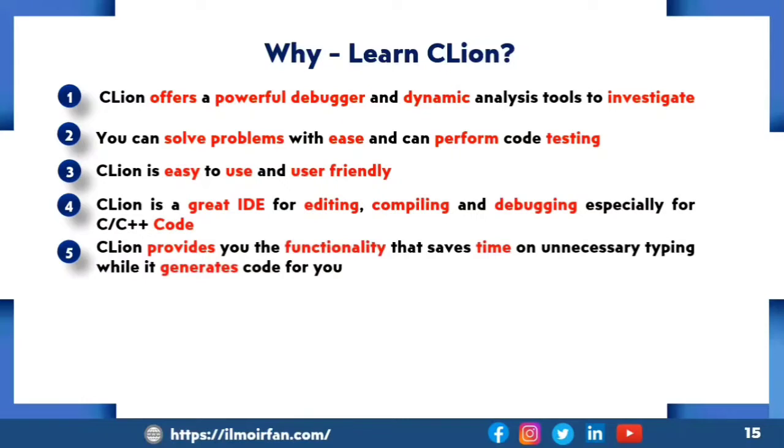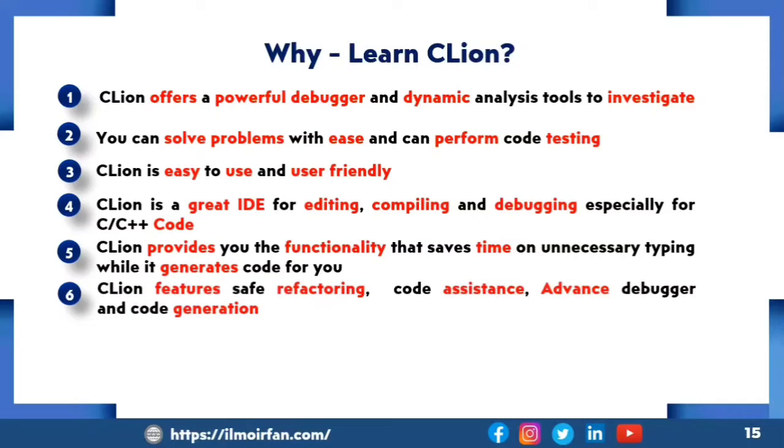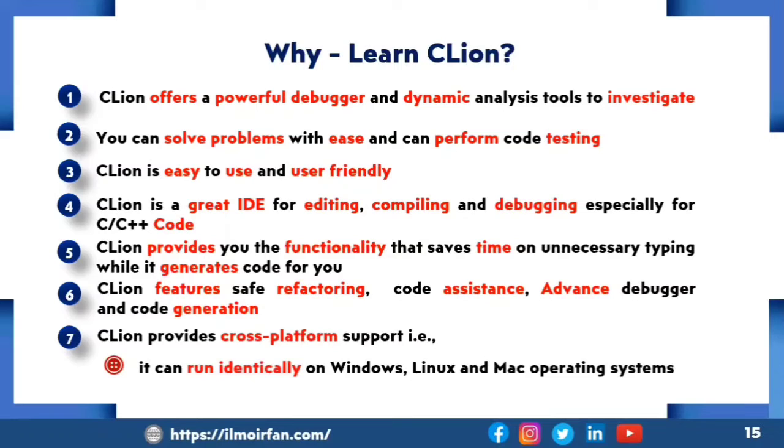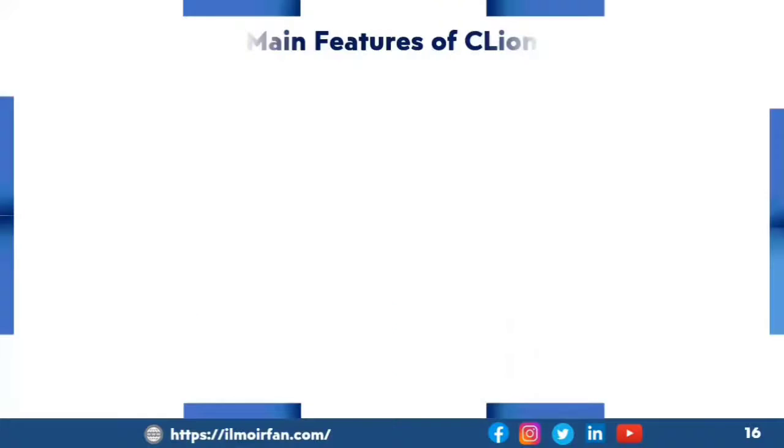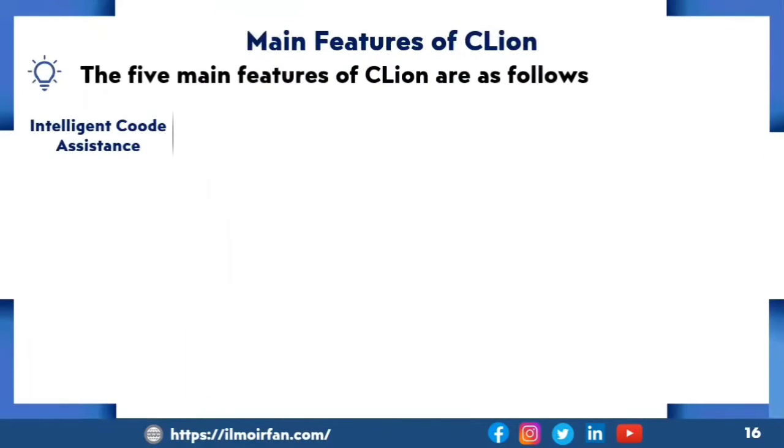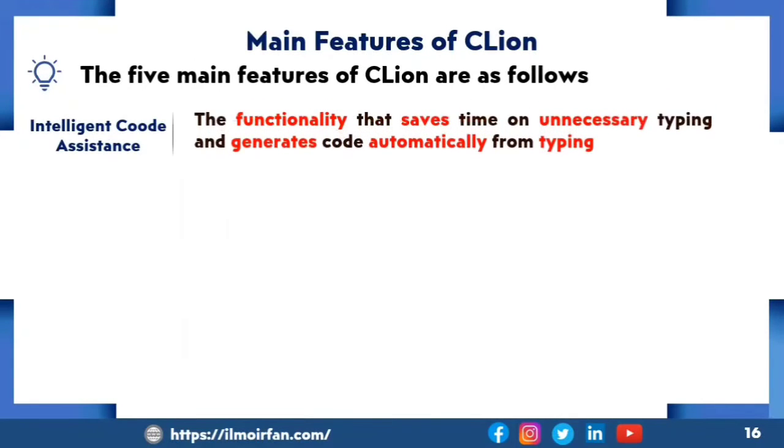Number 5, CLion provides you the functionality that saves time on unnecessary typing while it generates code for you. Number 6, CLion features safe refactoring, code assistance, advanced debugger, and code generation. And lastly, CLion provides cross-platform support, that is, it can run identically on Windows, Linux, and Mac operating systems. Inshallah, in the next slides, I will present main features and system requirements of CLion.